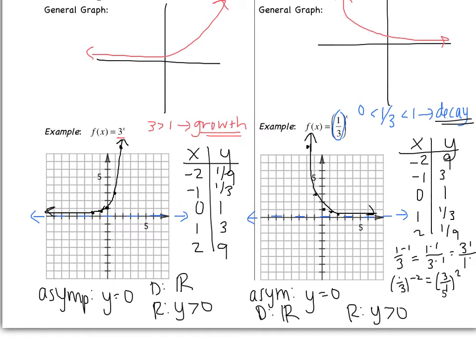So these are the most basic exponential growth and decay functions. On the next page, we're going to be taking these functions and moving them around a little bit, moving them up and down, left and right. That's going to change the asymptote and it's going to change the range, but the general process of graphing is the same. So if you would please flip the page.